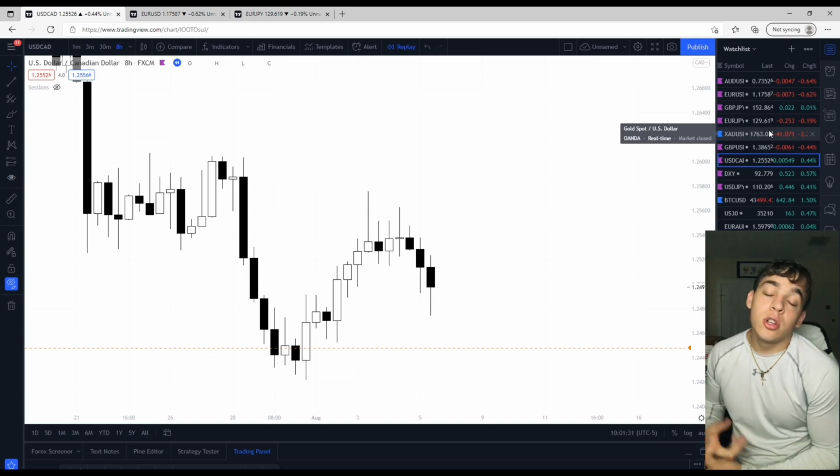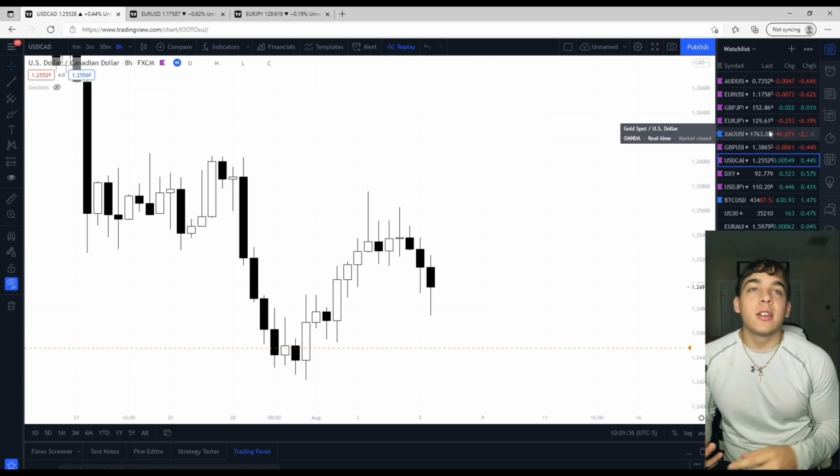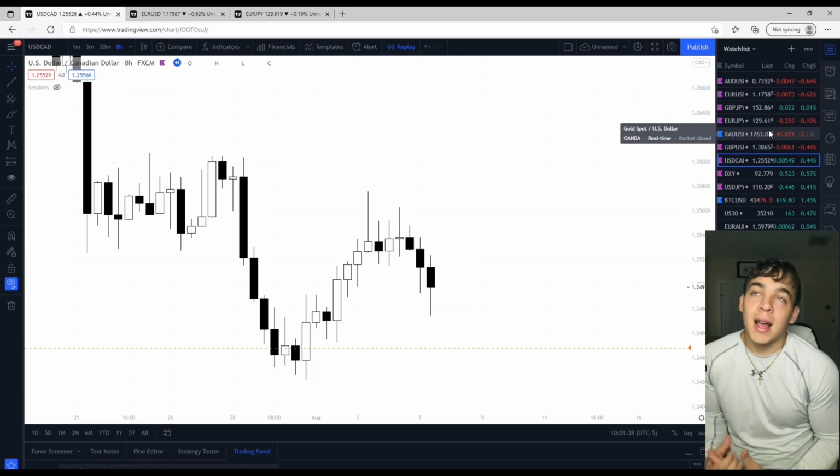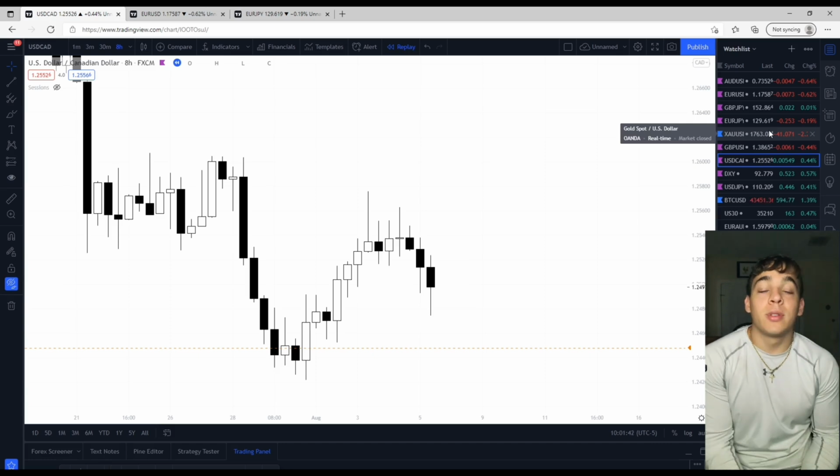Then we're also going to look at EUR/USD and EUR/JPY, which are trades I took. Not the craziest trades, but there is a thought process behind them that I definitely think some of you guys can get some good value out of. So without further ado, let's go ahead and get into it.